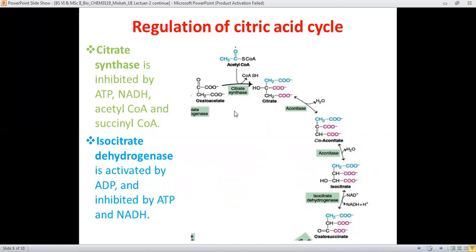It means that if ATP is present in its vicinity and binds with the enzyme, it definitely inhibits citrate synthase from converting oxaloacetate and acetyl CoA into citrate. NADH, acetyl CoA, and succinyl CoA are all inhibitors of the activity of citrate synthase.